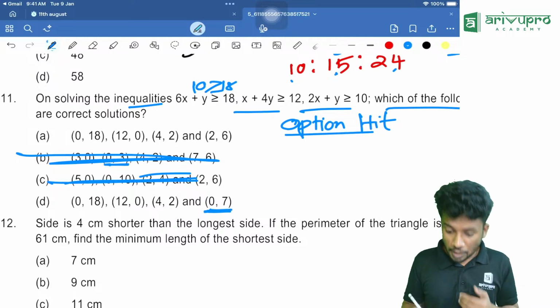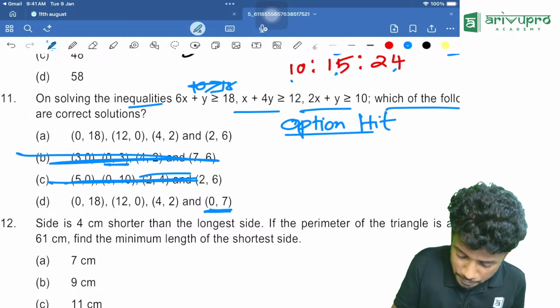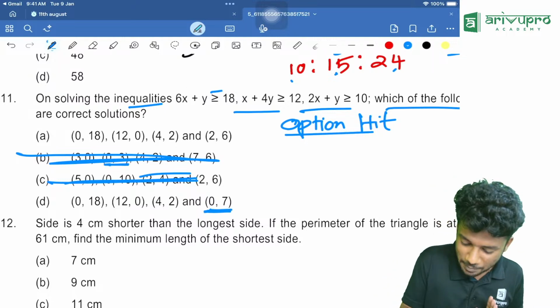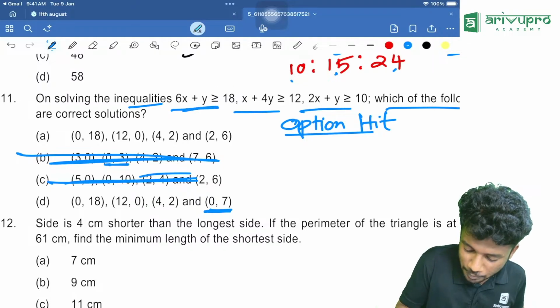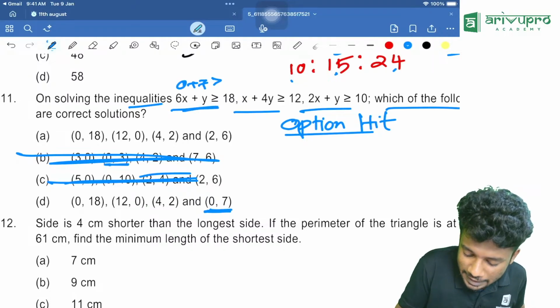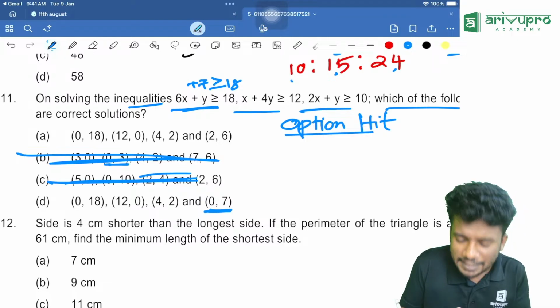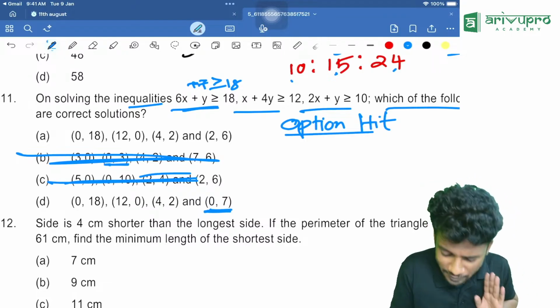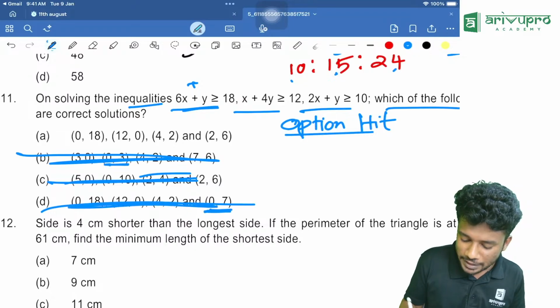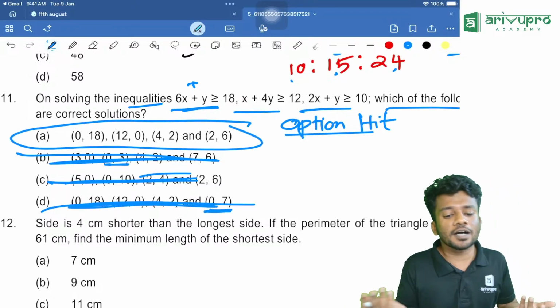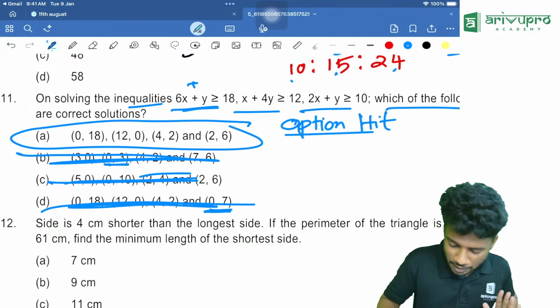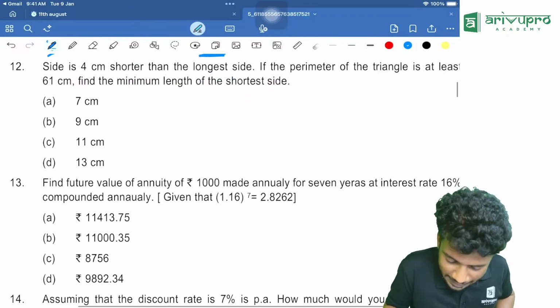The option D, 0, 7 is there. We will hit the option over here itself. Same equation we will hit. Here also we are going to put 0 plus 7 greater than or equal to 18. People, is 7 greater than or equal to 18? No, 7 is less than 18. That means option D is wrong. So the answer is what? Option A. This is the easiest method, people. Always hit the option. Next one.